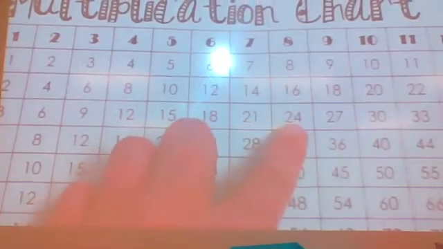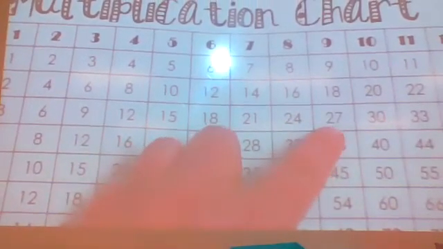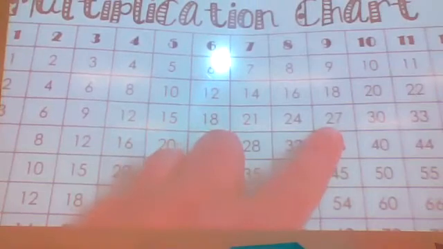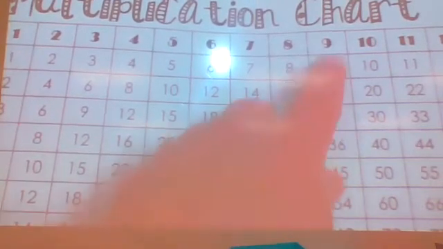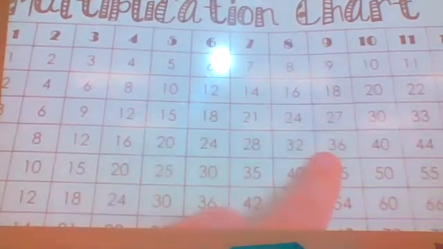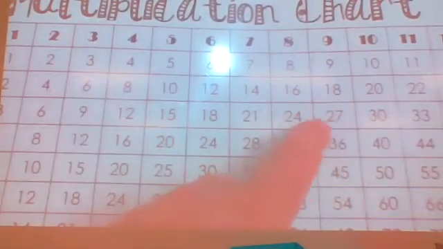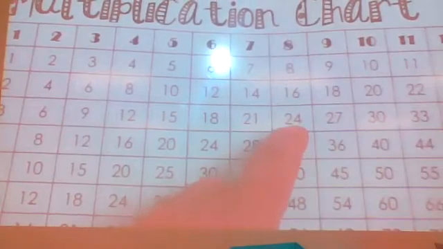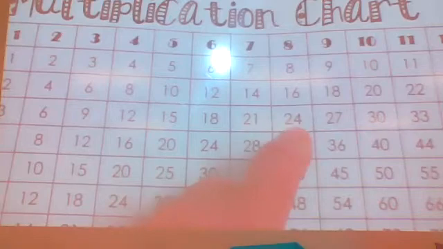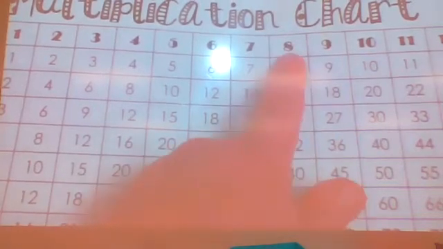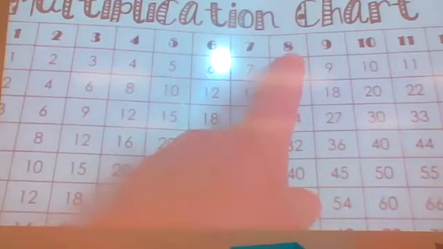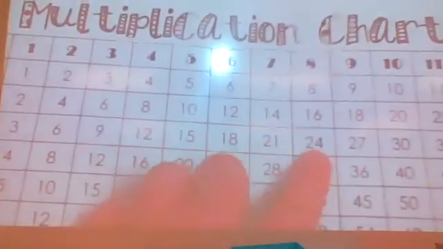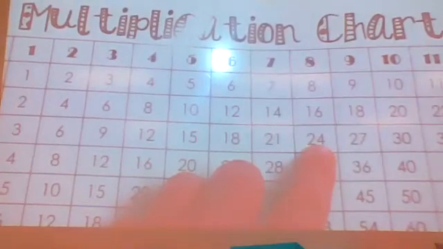Okay, we're at 24. The next number is 27. That is more than 26, so we cannot use this number. So let's look. What is before the 27? 24. That is the biggest amount we can use without going over 26. So the amount of times is 8. Okay, so we would write the 8 down. But did we use all 26? No, only 24.